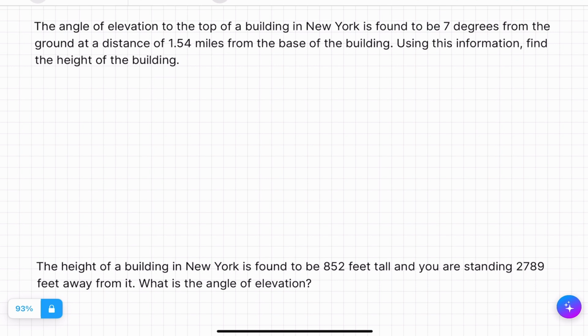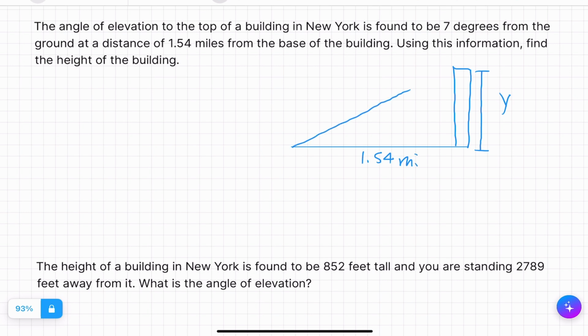For these problems, the first thing that you should do is always draw a picture. That way you can see what's going on. So I'm going to draw a picture of this situation. We have a building, and we're trying to find the height of that building. I'm going to represent that with a y. We know that we are standing 1.54 miles away, and we know that the angle of elevation is 7 degrees. The angle of elevation always refers to an angle above the ground or above the x-axis. That's how we know to draw it this way.